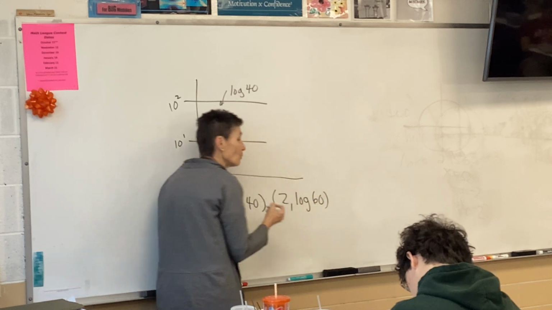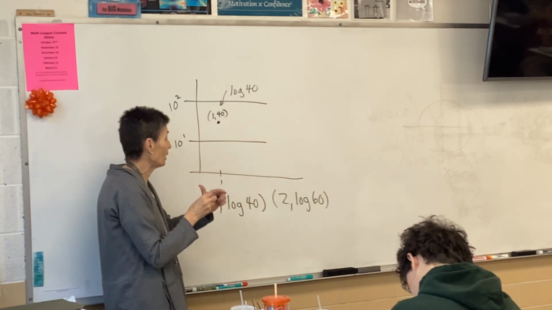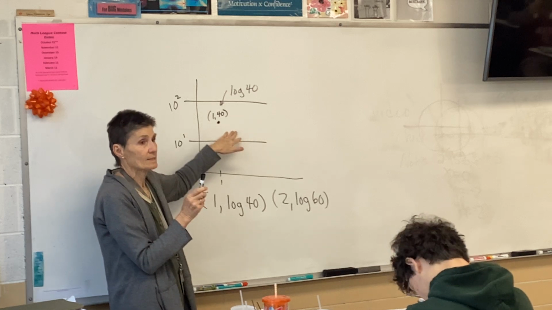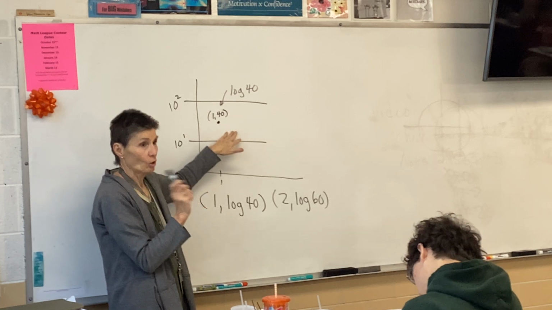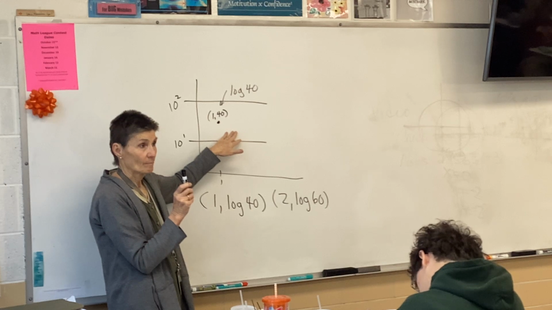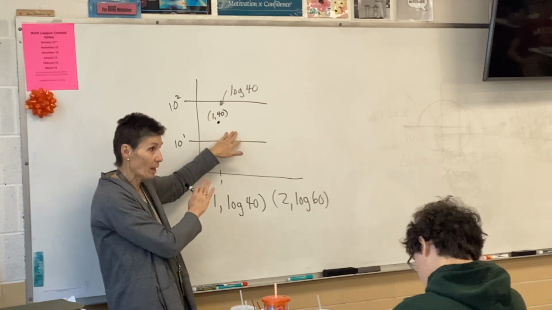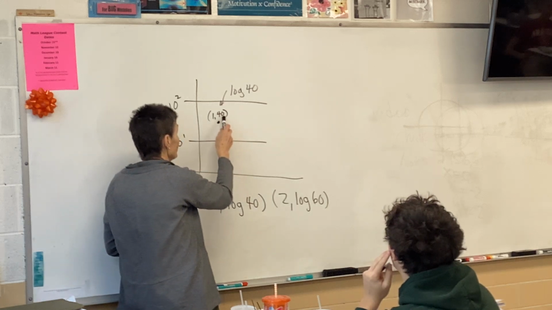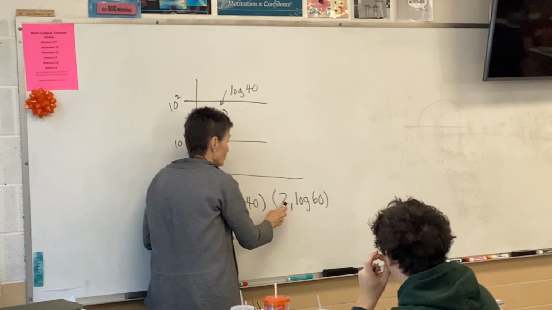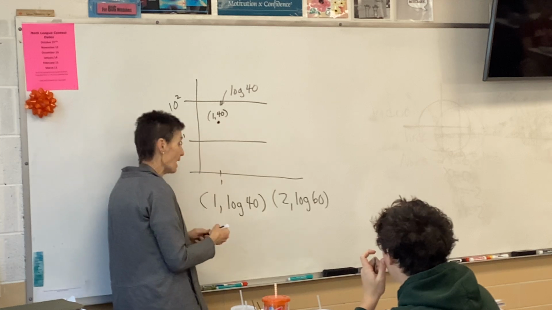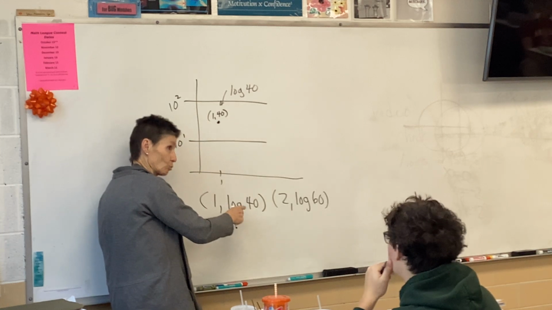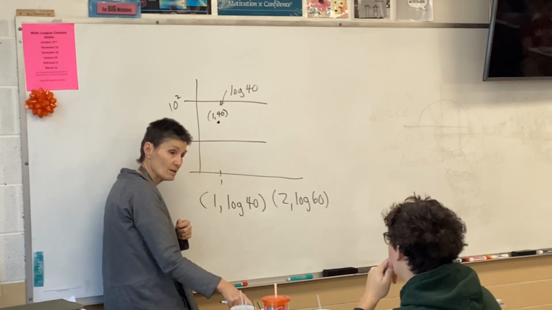So on the logarithmic plot, or the semi-log plot, we are going to think of our y coordinates as logarithms. So 1 comma log 40, and then 2 comma log 60. Now let's write an equation of a line through those 2 points, because that's linear data.